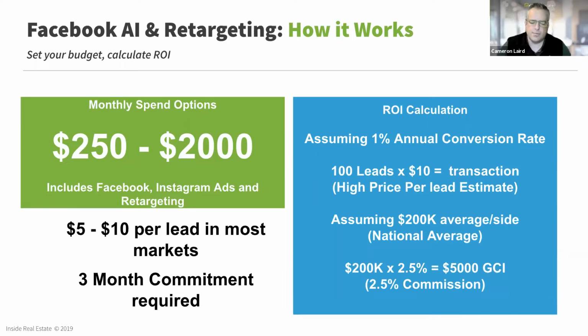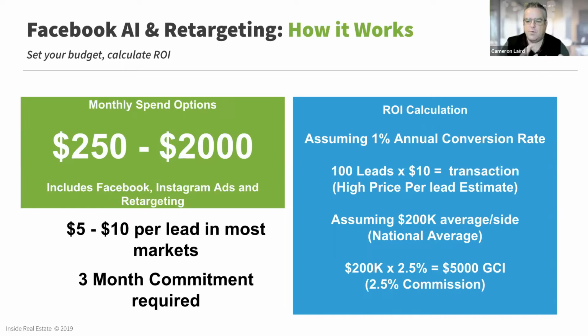So if you assume the top end here at $10 per lead, that means you're going to have to spend 100 times that 10 to get a transaction. And if you assume that your average price per side is around $200,000, and you assume a 2.5% commission, that means that for every $1,000 you spend, you can expect $5,000 in GCI coming from those transactions.